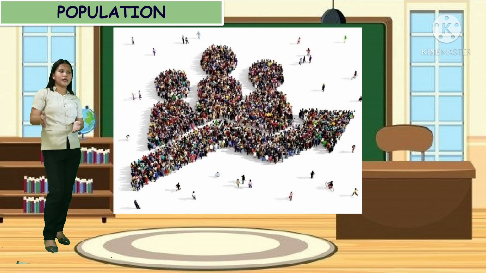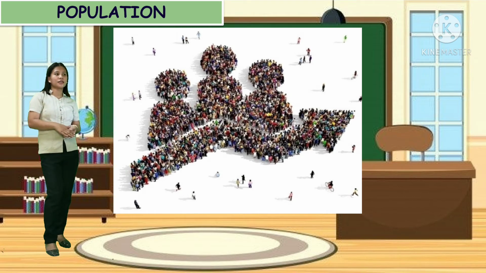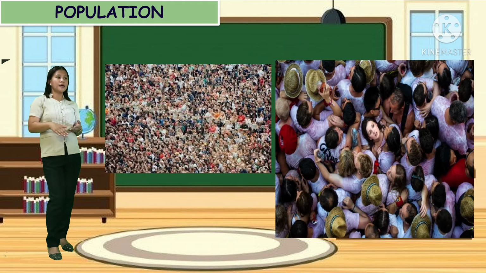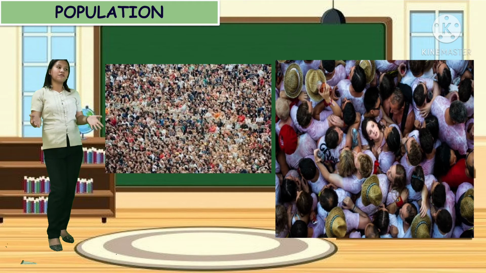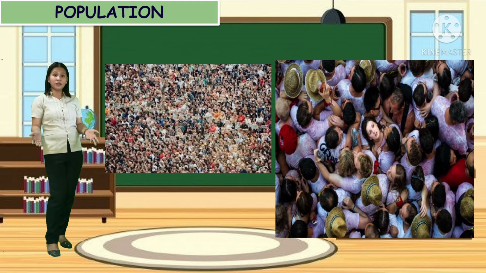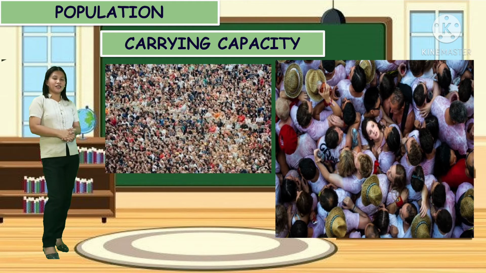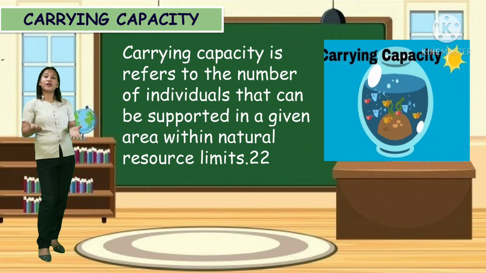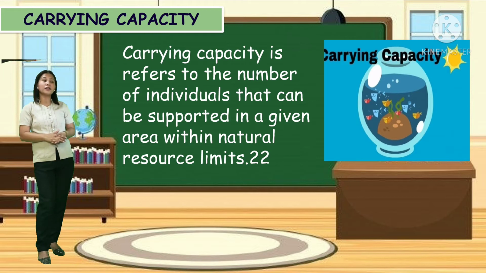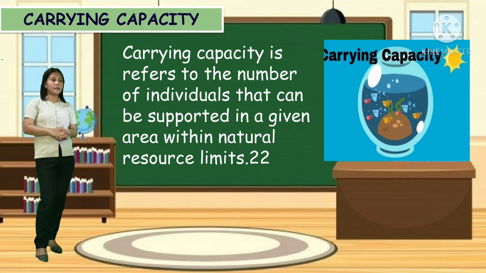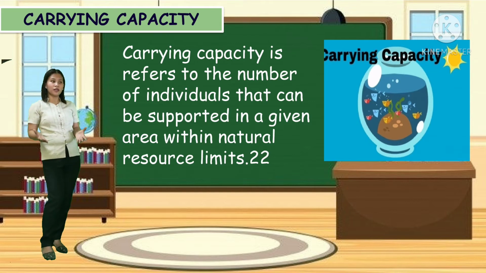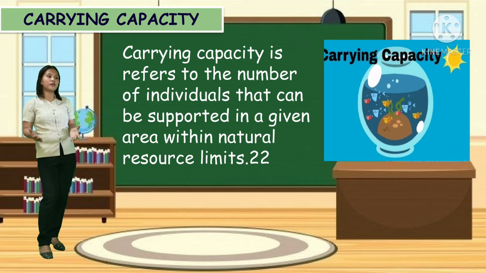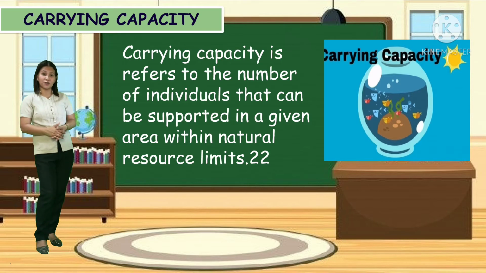As a population grows in an area, a population may experience the effect of increased density in a given area. The maximum population size of the species that the environment can sustain is what we call carrying capacity. So what is carrying capacity? Carrying capacity refers to the number of individuals that can be supported in a given area within natural resource limits and without degrading the natural, social, cultural, and economic environment for present and future generations.